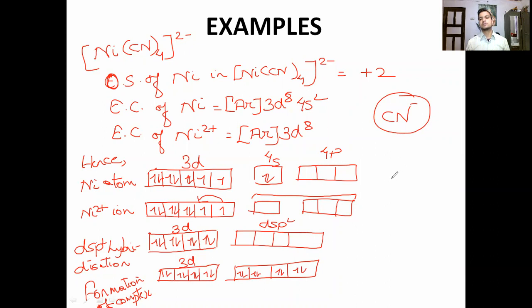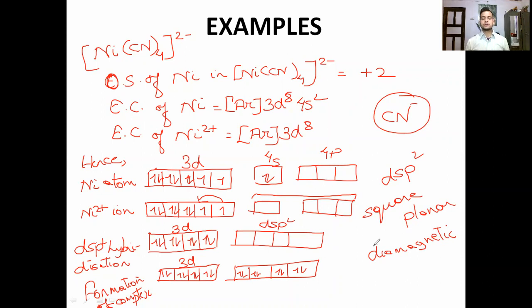So it will be d2sp3. So it will be, sorry, dsp2. My mistake. dsp2. It will be square planar, and it will be diamagnetic. You can clearly see there are no unpaired electrons. So that is how we can understand this valence bond theory.